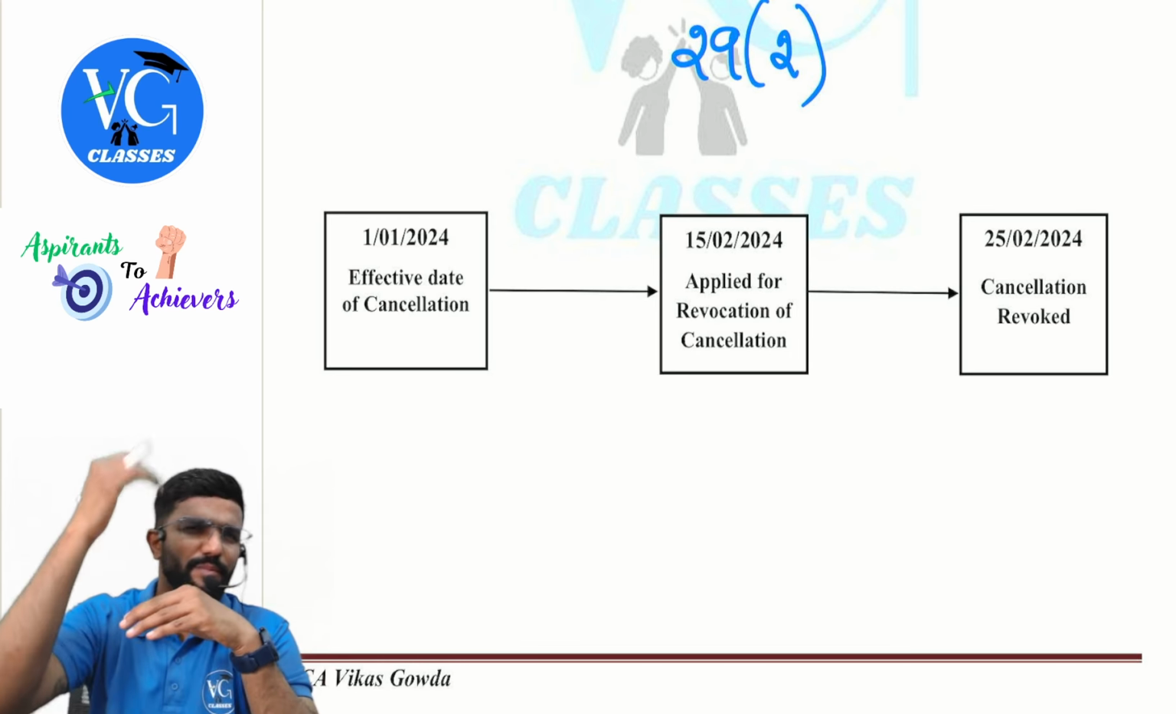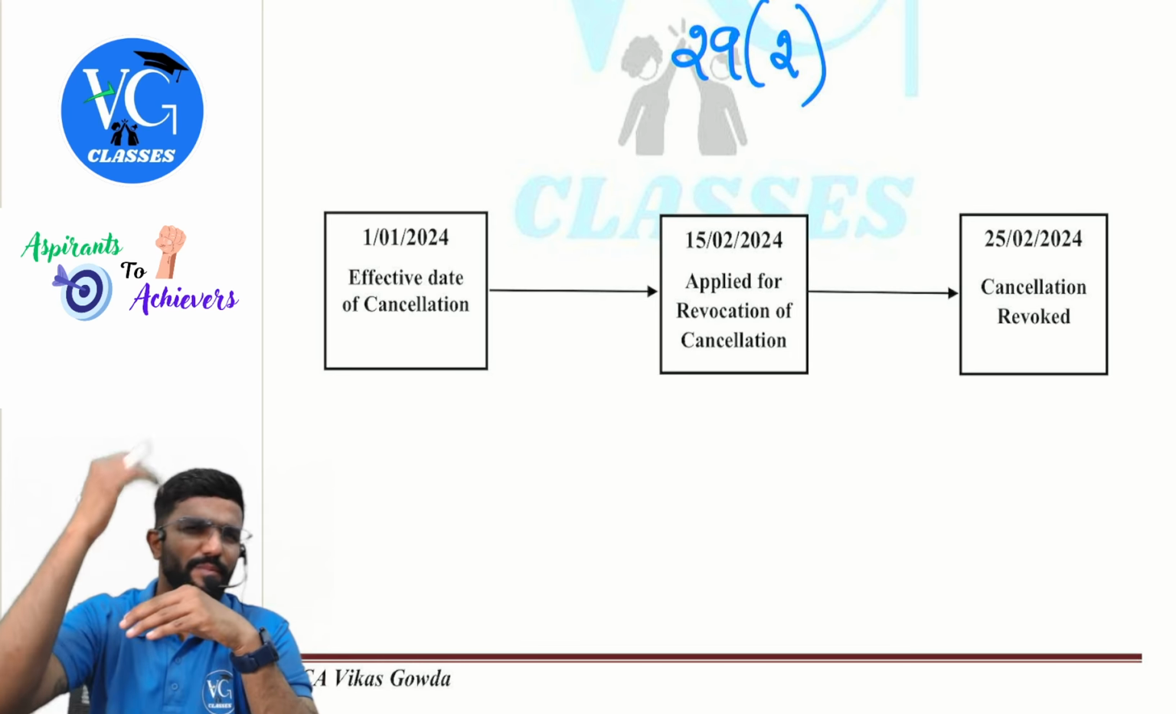Okay, sir. Registration is cancelled, and the effective date of cancellation is 1st January 2024. In the cancellation order, the proper officer has told, hey Vikas, your registration is cancelled from 1st January. Fully depressed, I was finding a way. What will I do? Then I found a way that yes, under section 30, I can apply for revocation, requesting, sir, proper officer, please give it back.